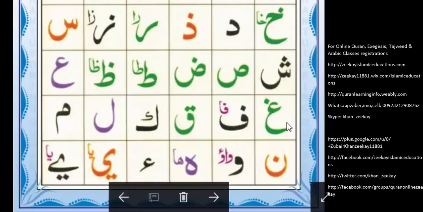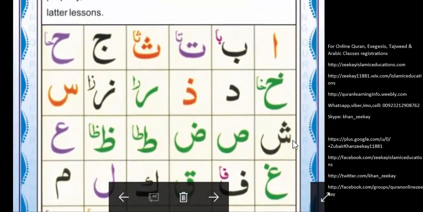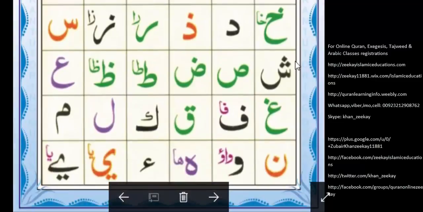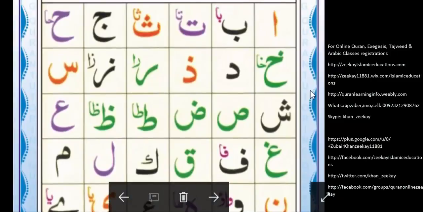This is a description of these letters, the Arabic letters, with their origin and their reading. Now we should read all the letters at least one time. How will we read them? Bismillahirrahmanirrahim.